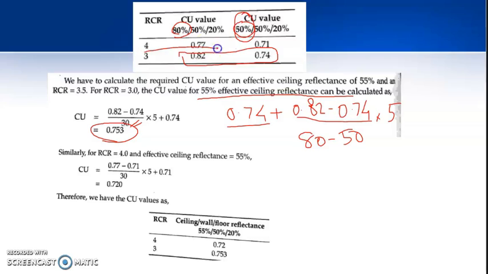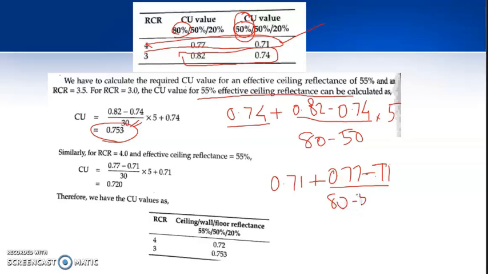Similarly, for RCR equal to 4, you need to calculate. So it is 0.71 for 50% plus 0.77 minus 0.71, divided by the difference, which is 80 minus 50, into the difference between 50 and 55, which is 5. You will be getting it as 0.72.